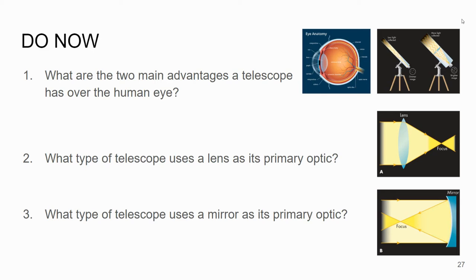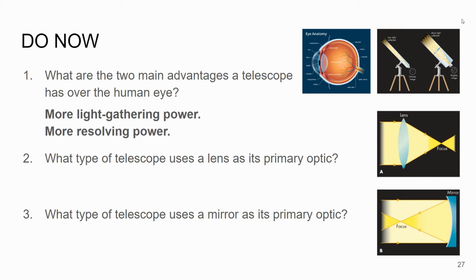What are the two main advantages a telescope has over the human eye? More light gathering power: it makes faint things brighter. And more resolving power: it makes things that are very close together and impossible for your eye to distinguish sharper, resolvable. You can tell the difference between things that are really close together.